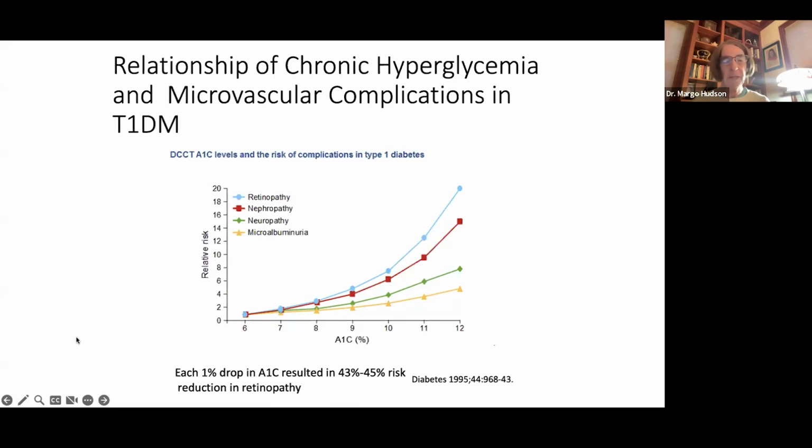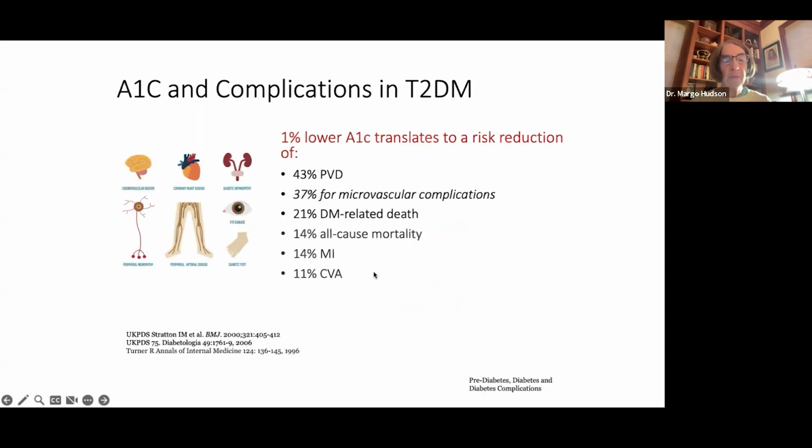So this is for type 1 patients. What about our type 2 patients? There was a large study called the United Kingdom Prospective Diabetes Study that looked at patients with type 2 diabetes early in the course of their disease and looked at macrovascular and microvascular complications. And what they found is relatively similar to the type 1 study, that a 1% lower A1C translated into risk reduction of 43% for peripheral vascular disease, 37% for a combination of microvascular complications, and also improved mortality.